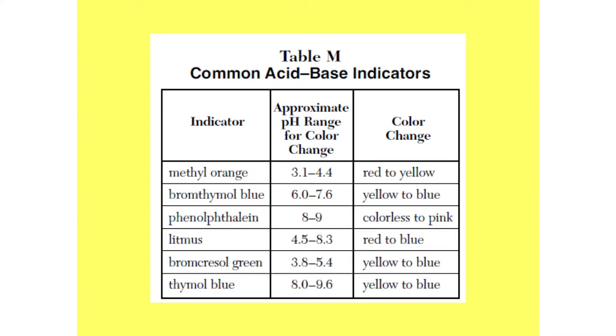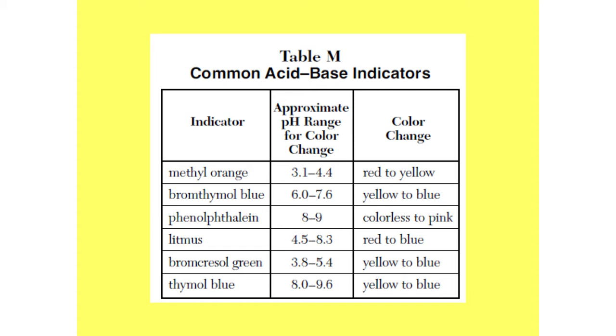Hello, in this video, we are going to figure out how to use some common acid-base indicators. So you will need to have table M handy. All right, here we have table M, which gives us some common acid-base indicators. Now there are hundreds of different acid-base indicators. These are the 6 that the state has chosen to put on the reference table. So these are the 6 that we will have questions on.